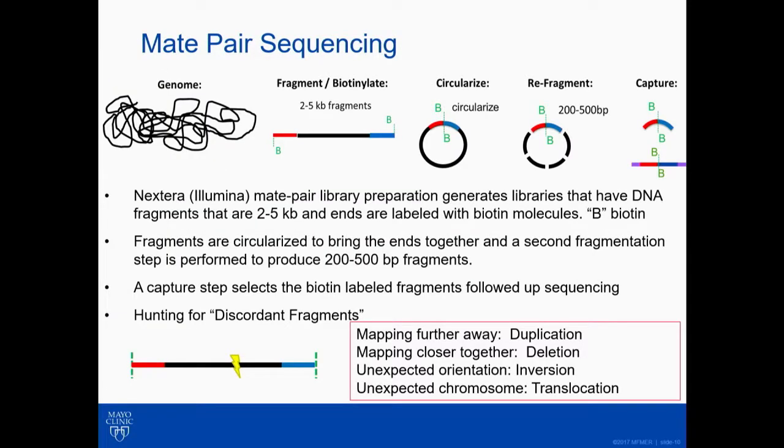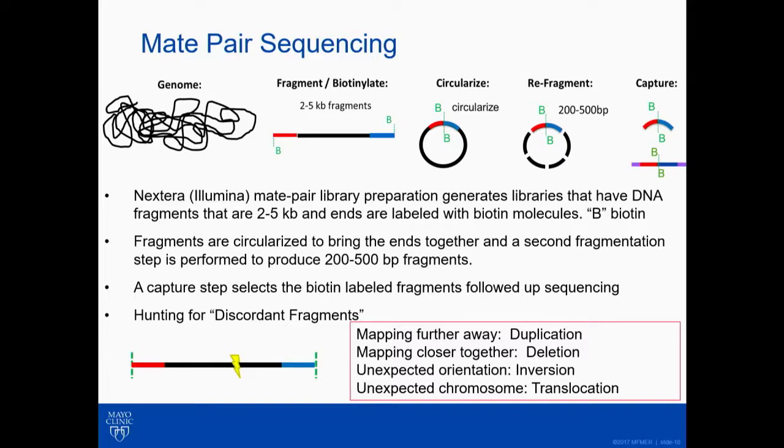So just briefly, we utilize the Nextera Illumina mate pair library preparation, which generates fragments that are 2 to 5 kb. These are labeled with biotin molecules. The fragments are circularized to bring those ends together, and then we undergo a second fragmentation step, giving rise to 200 to 500 base pair fragments. We pull down these fragments using streptavidin and do paired end sequencing.